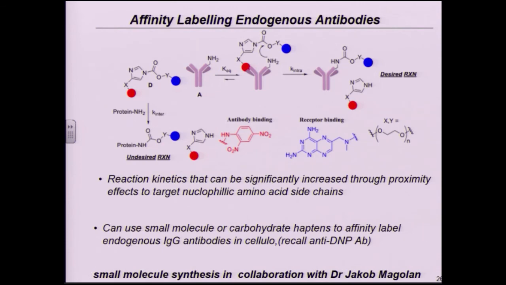So right now we're going after a number of endogenous antibodies, anti-DNP antibodies that are in serum, as well as a number of carbohydrate-specific antibodies that are already present in us. By using the actual small molecule ligand that the antibody recognizes, we can target chemistry to label that protein in vivo selectively in the presence of other proteins with tumor-targeting small molecules.